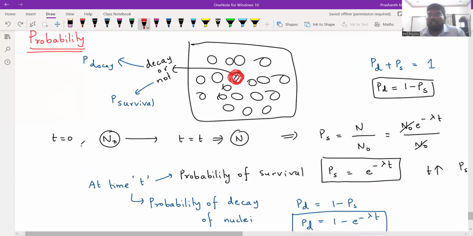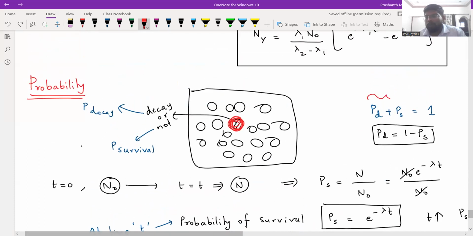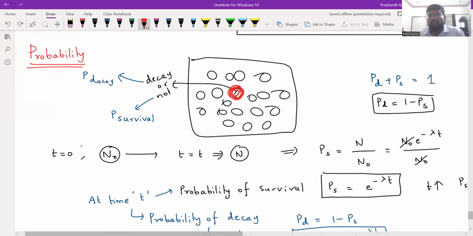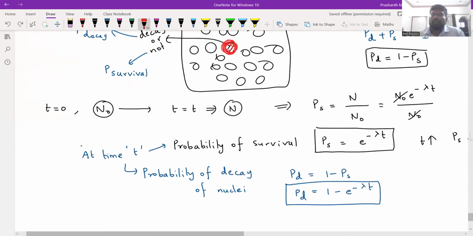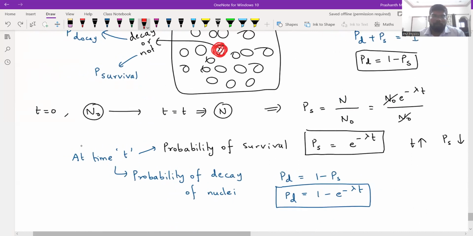Either it will survive or it will decay. There are only two events, so the sum of both probabilities should be equal to 1. Then the probability of decay is equal to what? 1 minus the probability of survival. So the probability of decay is 1 minus the probability of survival, that is 1 minus e power minus 1. This means they can ask directly to find the probability of survival.